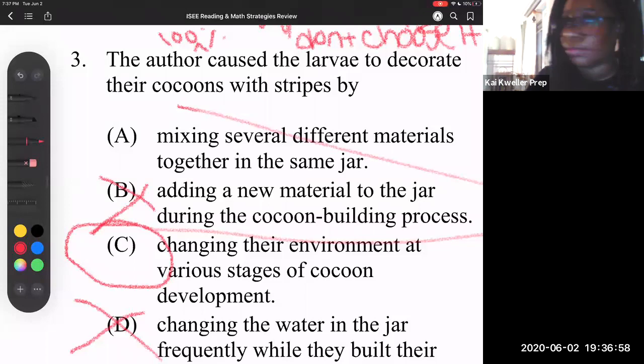They're like, oh, what do you think is right? A, B, C, or D. You know 3 of them are wrong. You know that. Let's go to 4 quickly. 4.